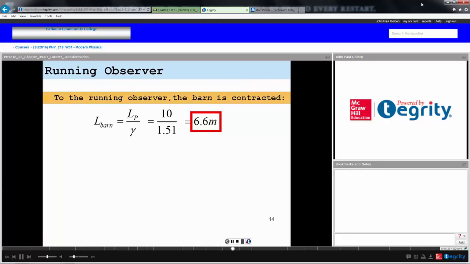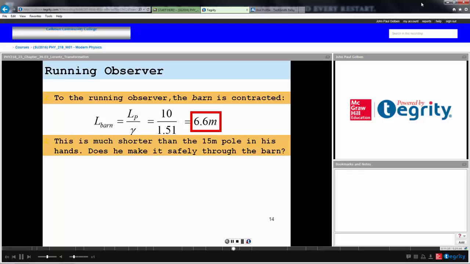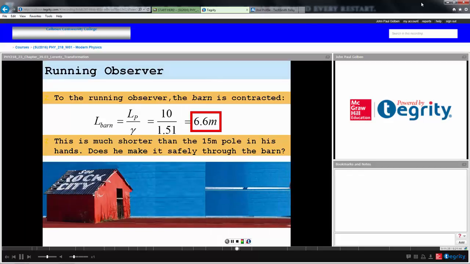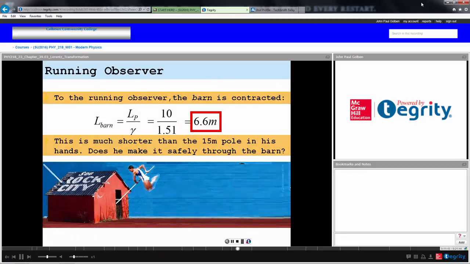That's good. This is much shorter than the 15-meter long pole in his hands. Does he make it safely through the barn? So the barn's contracted, even a bigger problem. So what's going to happen? Is he going to get stuck? Good question.